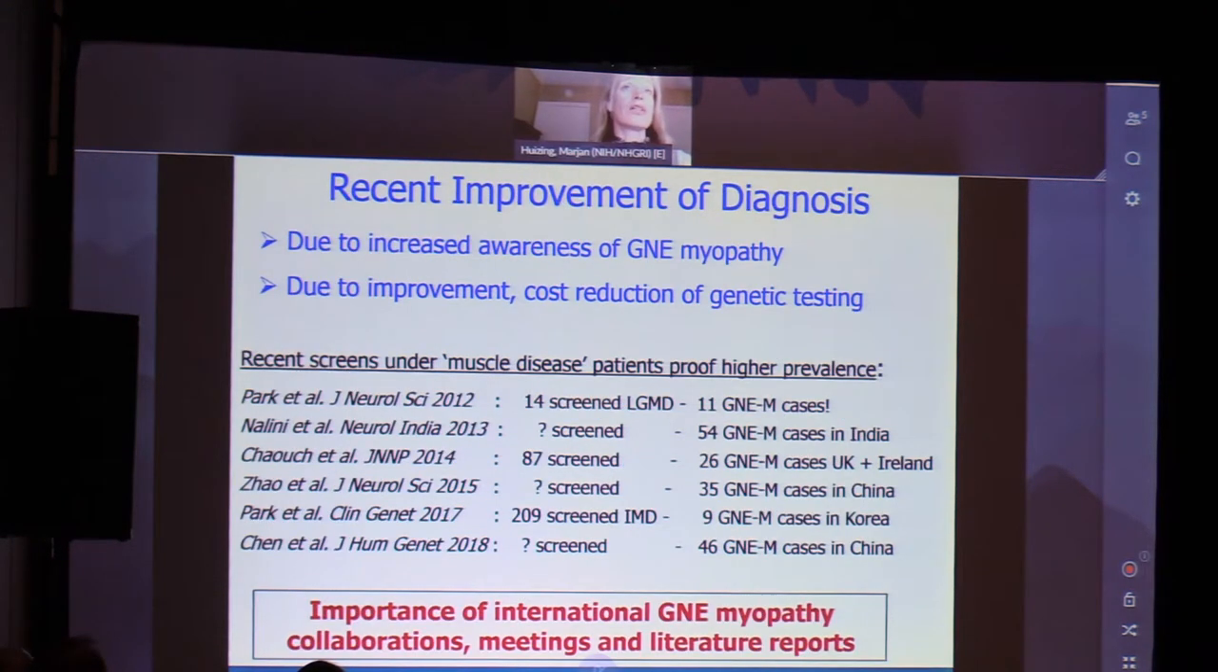You can see this trend already occurring due to the increase in awareness of the disease and due to improvement and cost reduction of genetic testing. Here I listed a few recent papers where, instead of publishing single cases or single families, now these publications report 11 cases, 54 cases, 26 cases, 35 cases, 46 patients in one report. This is an incredible increase compared to just a few years ago. And this is partly occurring due to the international GNE myopathy collaborations, meetings, and literature reports that have, in the last several years, flourished.